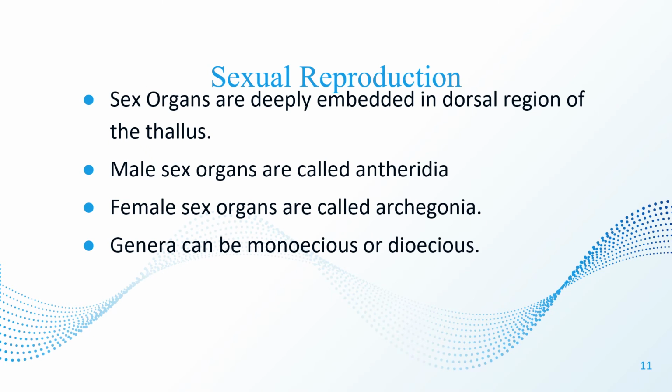Sexual reproduction. How does it take place in Anthocerotae? Sex organs are deeply embedded in the dorsal region of the gametophytic thallus. Male sex organs are called antheridia and female sex organs are called archegonia. Genera can be monoecious or dioecious, meaning both the male and female sex organs can be borne on the same thallus or on different thalli.